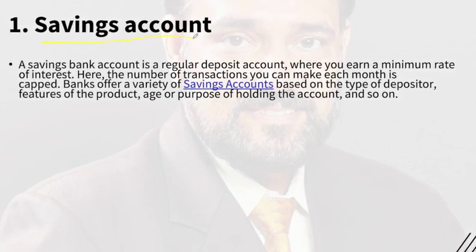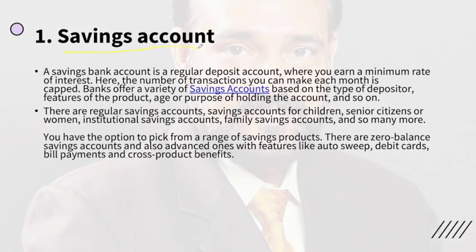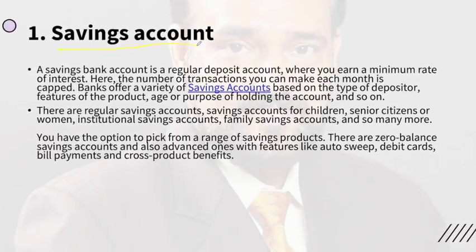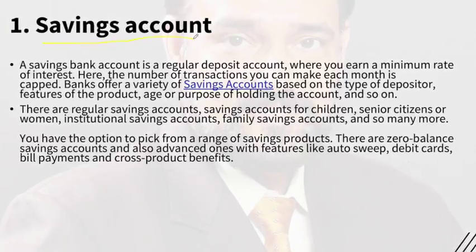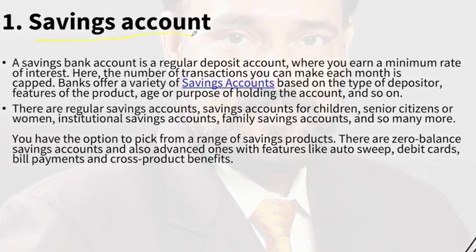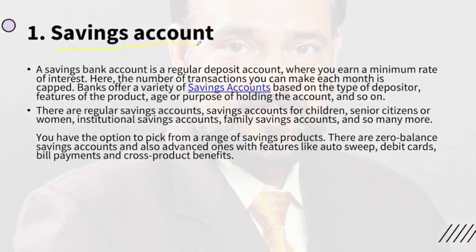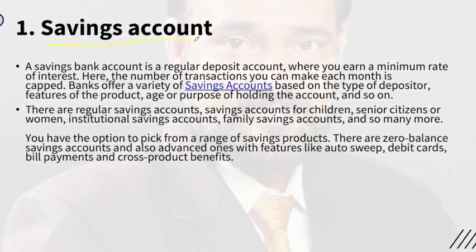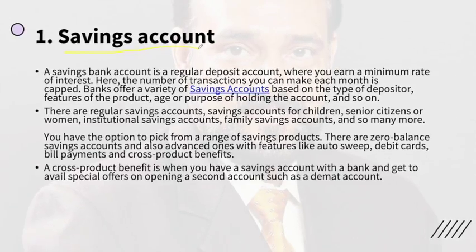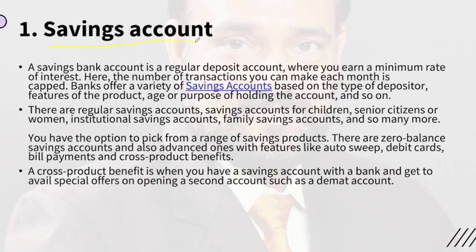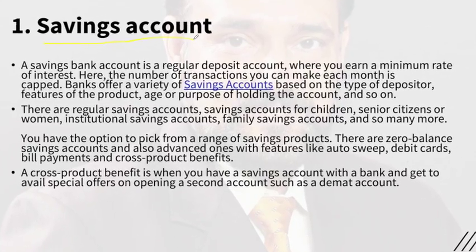Features of the product like salary account, zero balance account, and there are regular savings accounts like savings accounts for children, for senior citizens, for women, for housewives. Then there are institutional savings accounts also, then family savings account, and so many more. As I said, there are zero balance savings accounts also, like the salary account, which is offered by the employer to their employees. And this savings account can help you to open a demat account also, and you can do the trading in shares and securities too.